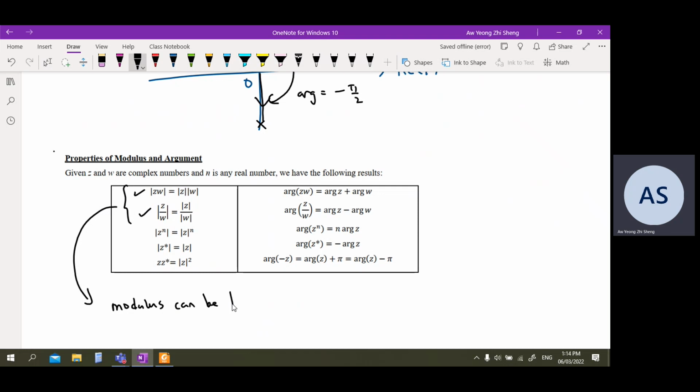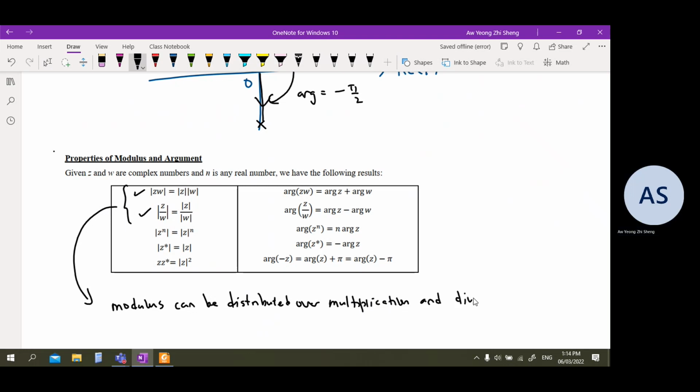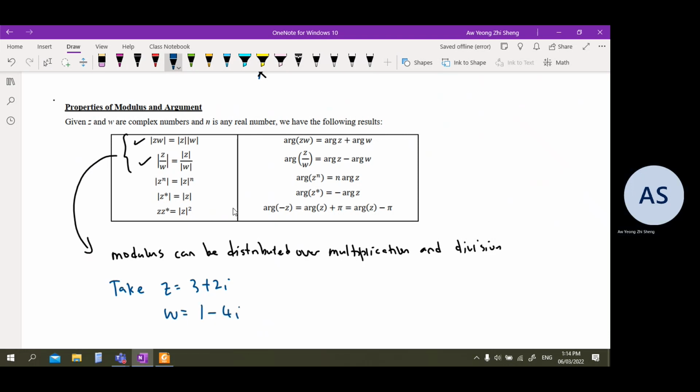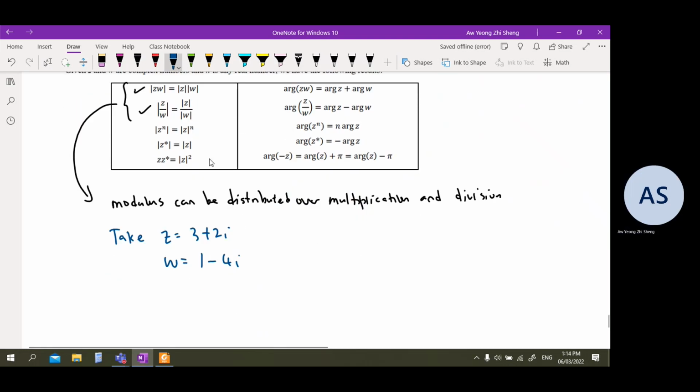So modulus can be distributed over multiplication and division. Just to convince you that this works, I will take, for example, z to be 3 plus 2i, and take w to be, let's say, 1 minus 4i. So let's say the question is, find the modulus of zw.